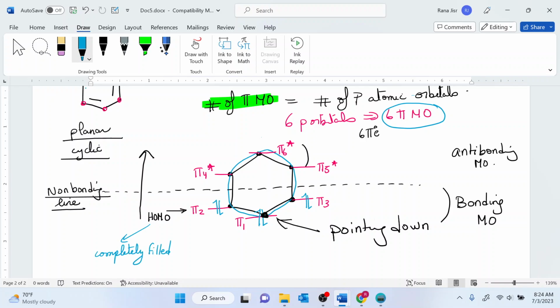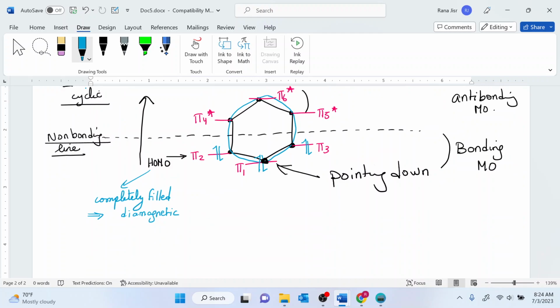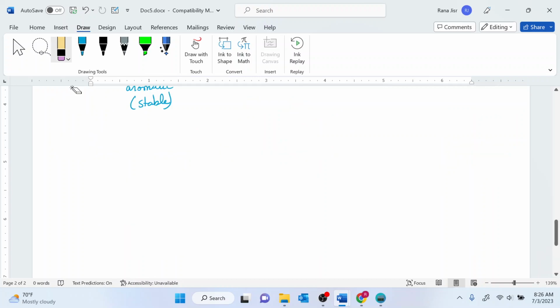then in this case, your compound is going to be diamagnetic, and your compound is going to be aromatic, stable. And if your highest occupied molecular orbital is partially filled, then in this case, your compound is going to be paramagnetic, and it's going to be anti-aromatic or non-aromatic. It depends if your compound is conjugated or not.